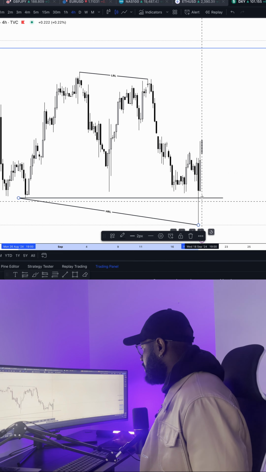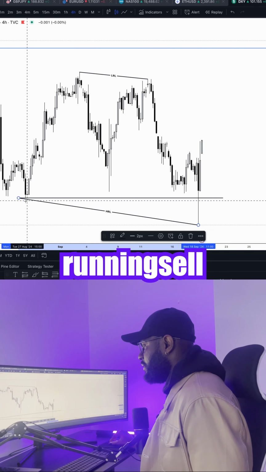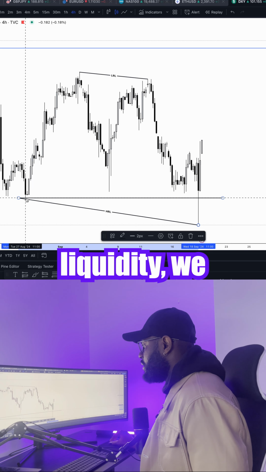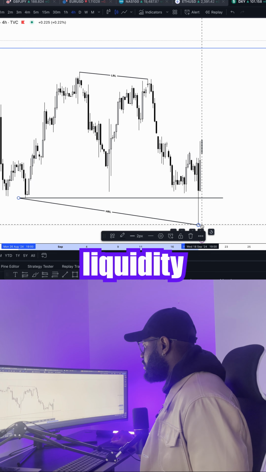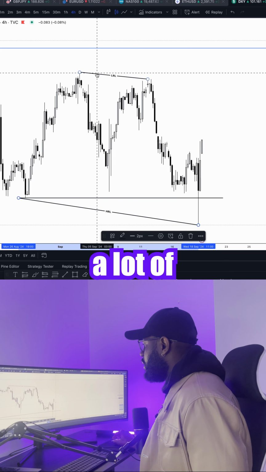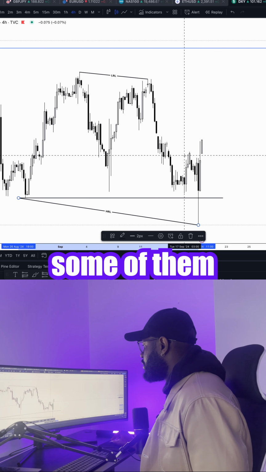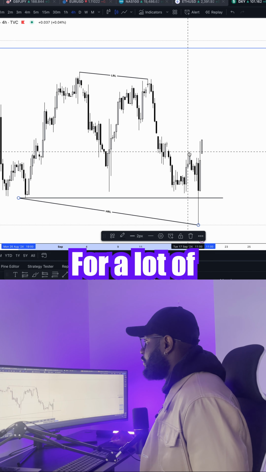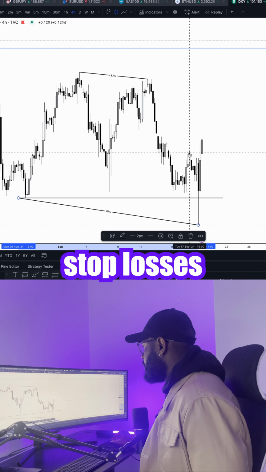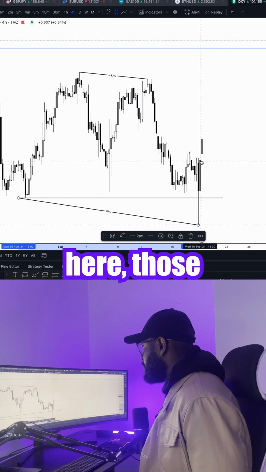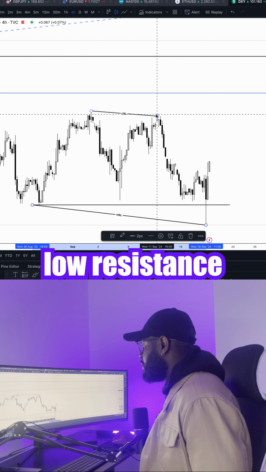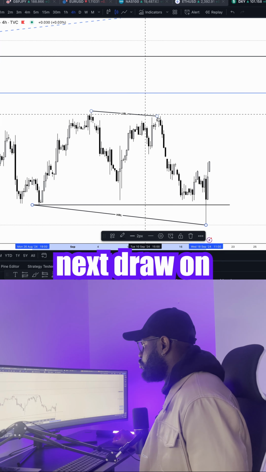And after that, the market dropped drastically, running sell-side liquidity. After a run on sell-side liquidity, we created high resistance liquidity right here. And look what we have right here, low resistance liquidity. So a lot of traders are already in sell positions. For a lot of traders who were in sell positions for USD pairs, stop losses resting right here, those are wiped out. The other ones, stop losses resting right here. This is low resistance liquidity, potentially my next draw on liquidity.